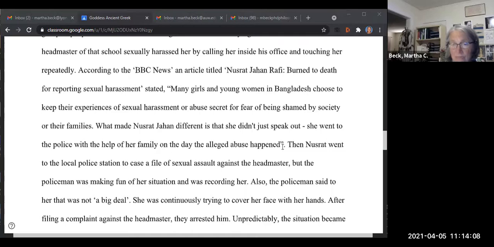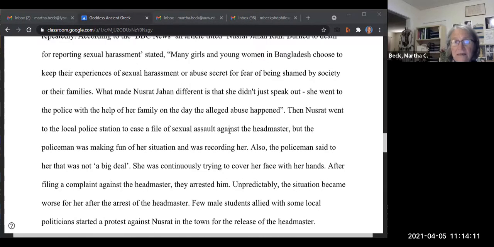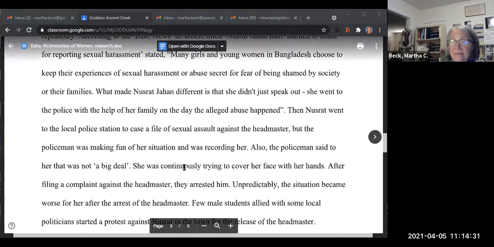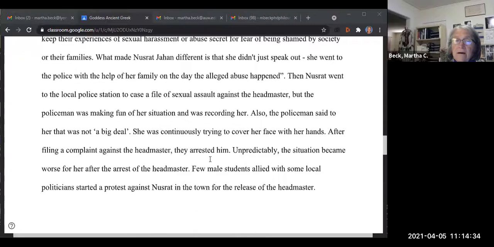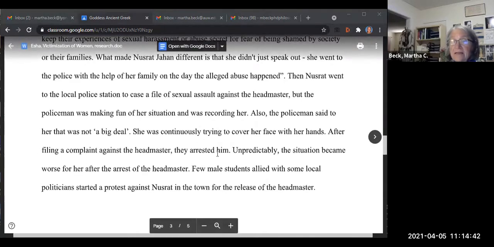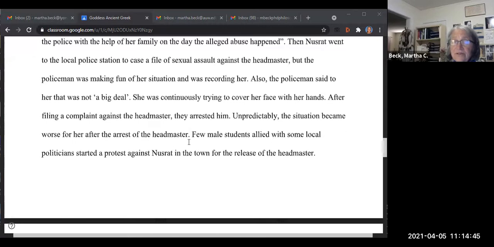This woman spoke out. She went to the police with the help of her family on the day the alleged abuse happened. Then she went to the police to file a sexual harassment assault claim against the headmaster. But the police officer made fun of her situation, said it wasn't a big deal. After filing a complaint, they arrested him. The situation became worse for her after the arrest.